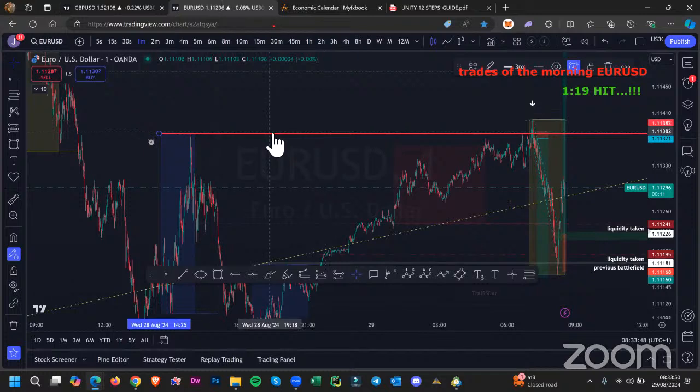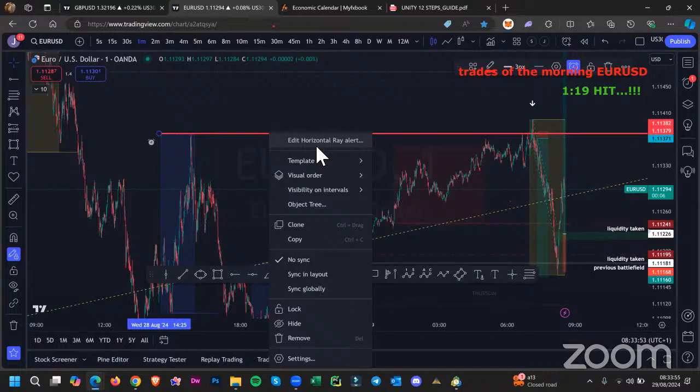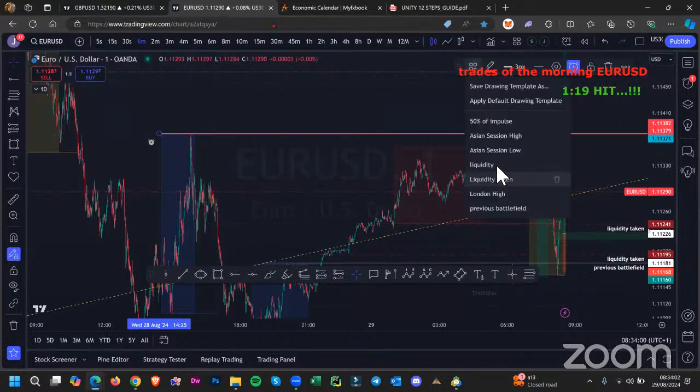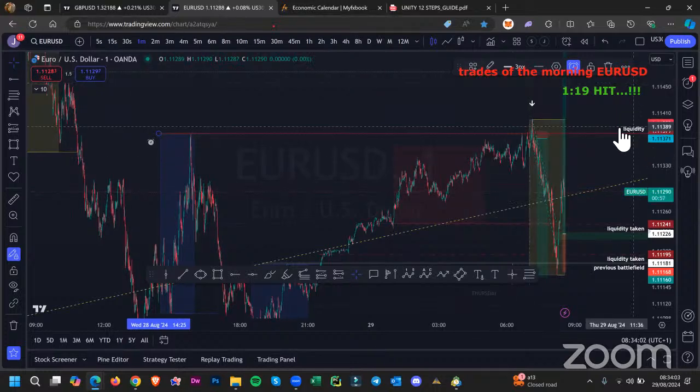This line here, I made it a bright red because bright red for me is really the target. It really focuses my eyes on it, but my actual template just looks like this. Have a look. I click this little guy here. See, it says liquidity, and over here, liquidity was sitting here.